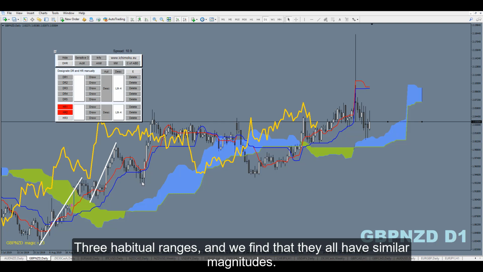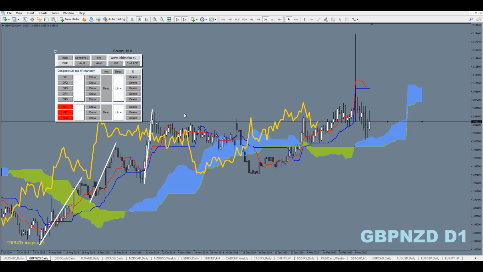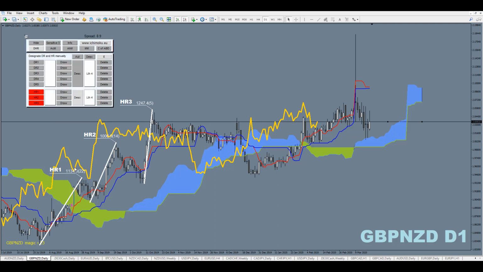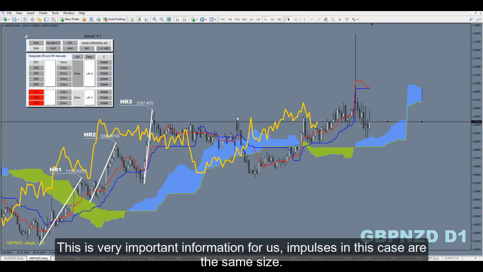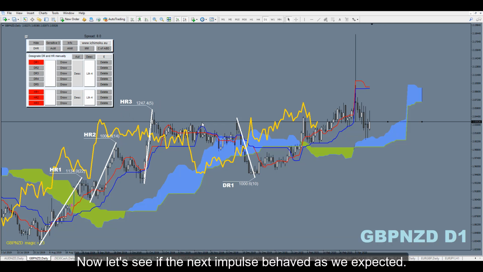We have 3 habitual ranges, and we find that they all have similar magnitudes. The denying range is also the same size. This is very important information for us. Impulses, in this case, are the same size. Now let's see if the next impulse behaved as we expected.